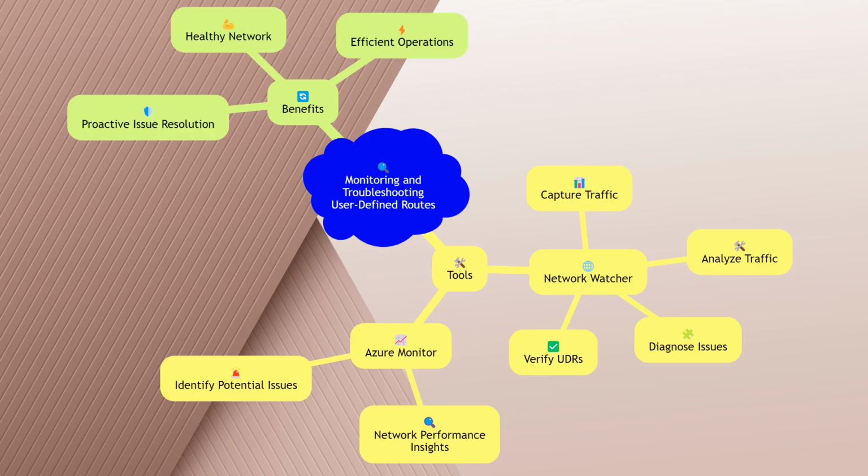Monitoring and troubleshooting user-defined routes is essential to ensure that your network operates as expected. Azure provides several tools for this purpose, including Network Watcher and Azure Monitor. Network Watcher allows you to capture and analyze network traffic, diagnose routing issues, and verify the effectiveness of your UDRs. Azure Monitor provides insights into network performance and helps identify potential issues. Regular monitoring and troubleshooting help maintain a healthy and efficient network.